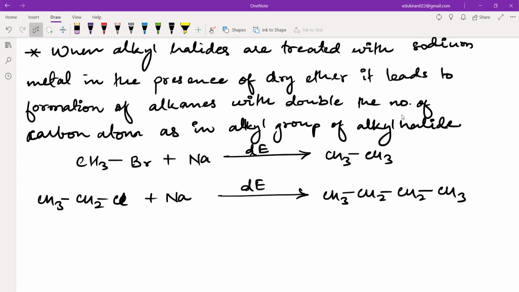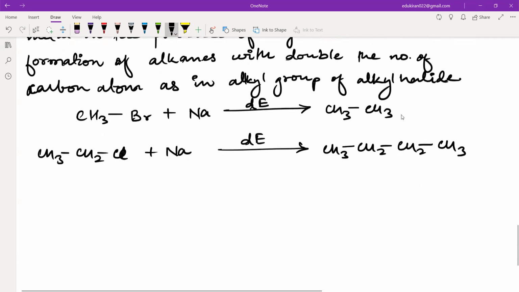So you are getting double the number of carbon atoms, but the important point is which carbons are reacting. The carbons attached to chlorine are the ones reacting. So if I have something like this, CH3 CH CH3 with chlorine here, then there will be another molecule similarly.